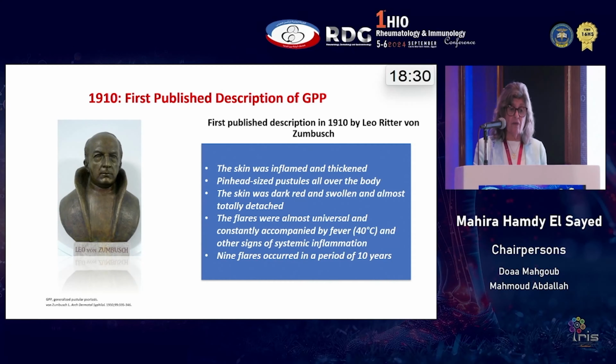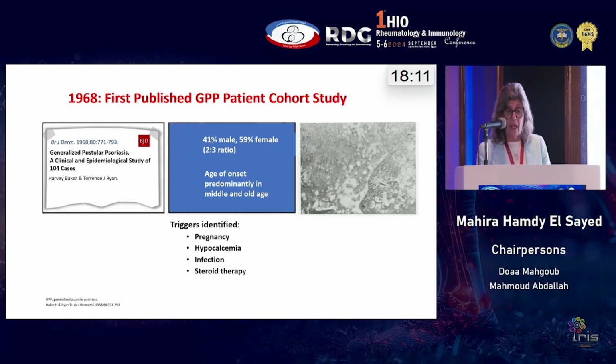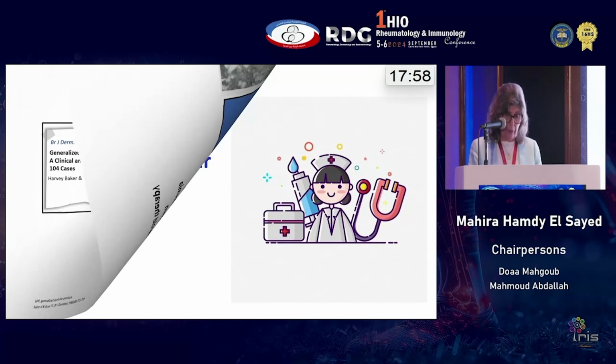Now, this is von Zumbusch, who published the first description in 1910, inflamed and thickened skin with pinhead-sized pustules all over the body. Flares were universal, and this was a patient that was described having 9 flares in 10 years. And then those are the group of patients that was published in the BJD in 1968, identifying the triggers as we know them today: hypocalcemia, pregnancy, infection, and sudden withdrawal of steroid therapy.